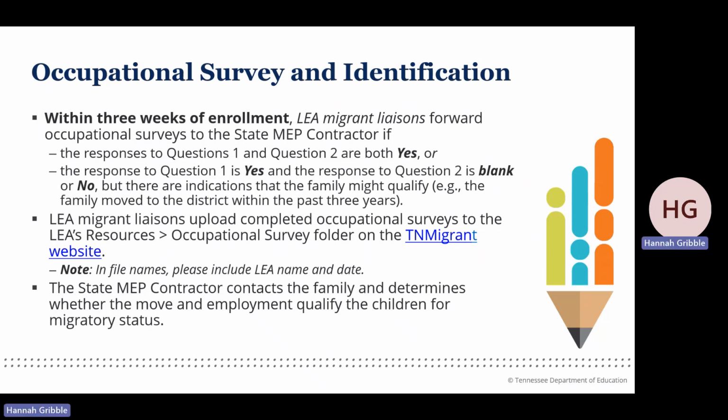LEA Migrant Liaisons upload completed occupational surveys to the LEA's Resources Occupational Survey folder on the TN Migrant website. Please note, in the file names, please include the LEA name and the date. The state MEP contractor contacts the family and determines whether the move and employment qualify the children for migratory status.